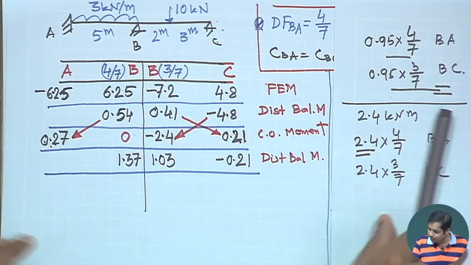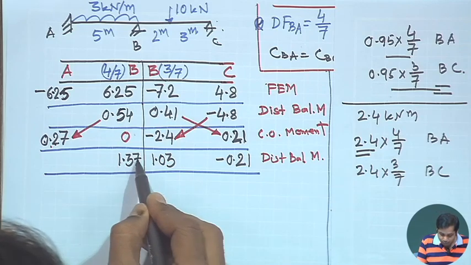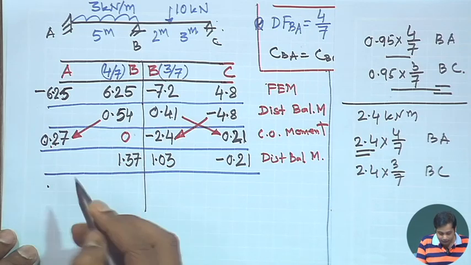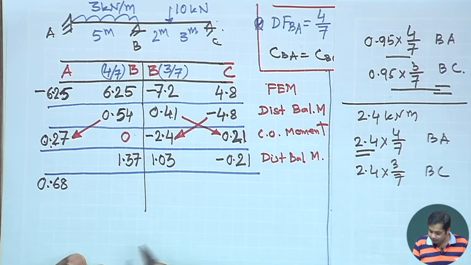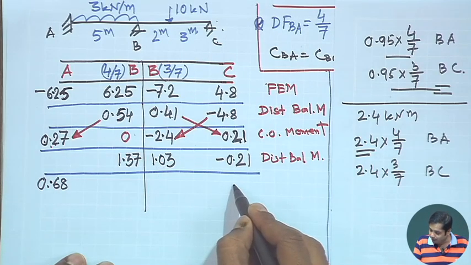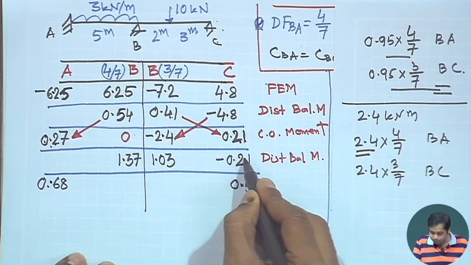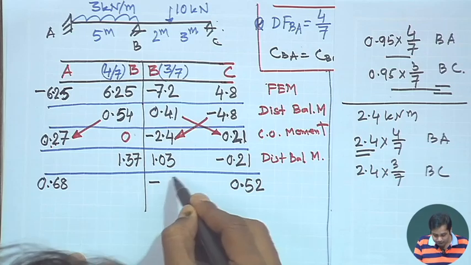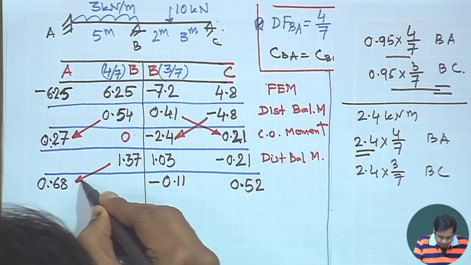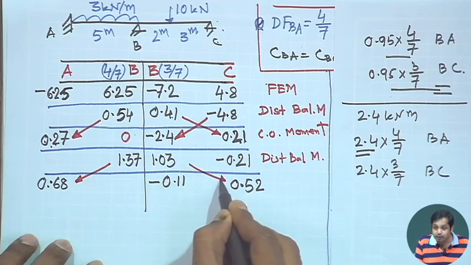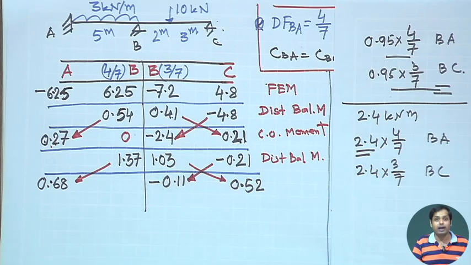Now, once we have the distributed balancing moments, that moment will generate some carryover moment at the other end. And how much will be the carryover moment? The carryover factor is half. So, 1.37, half of this will go here, and this becomes 0.68. Similarly, 1.03, half of this will go here, and this becomes 0.52, and half of minus 0.21 goes here, which becomes minus 0.11. So, these are all distributed moments, and these are all carried over moments.